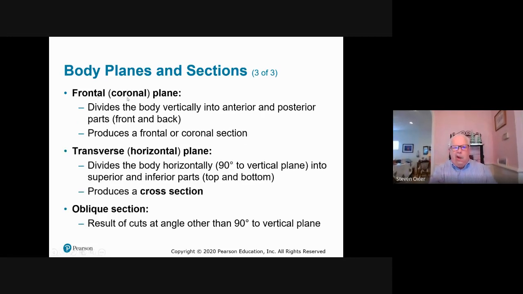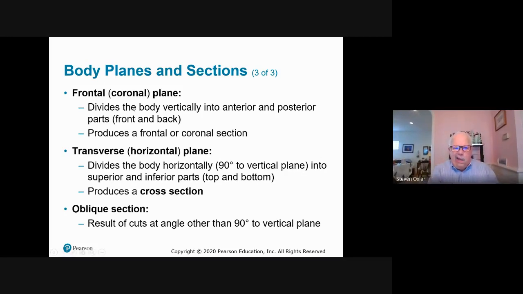Frontal, otherwise known as coronal. By the way, coronal means crown. You know, you're talking about COVID, and COVID is a coronavirus because it looks like a crown. You've seen pictures of the coronavirus, and there are crown-like appendages to that virus. So frontal or coronal plane.